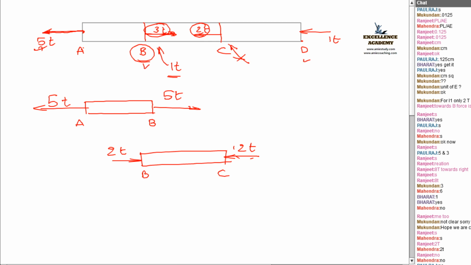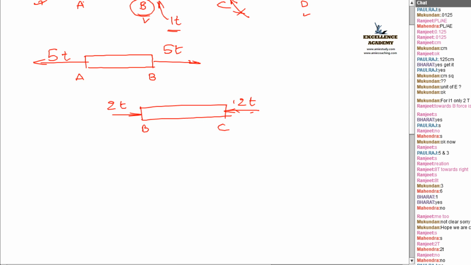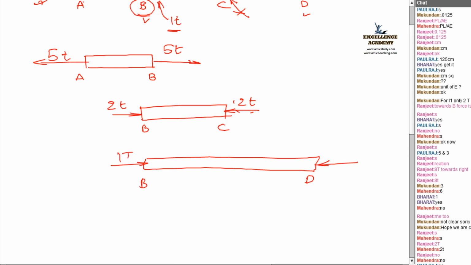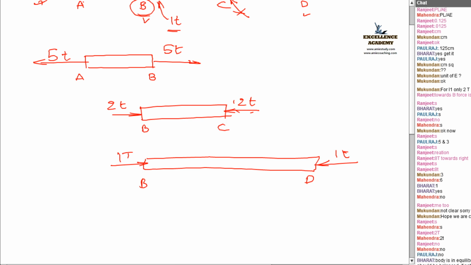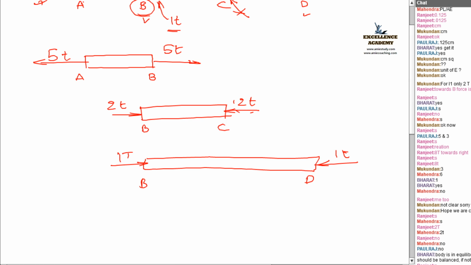So I take up the body completely as BD, where 1 ton is acting in this direction. Similarly, 1 ton is acting in this direction. This is the free body diagram. Is it now clear? Yes, yes, that's all.